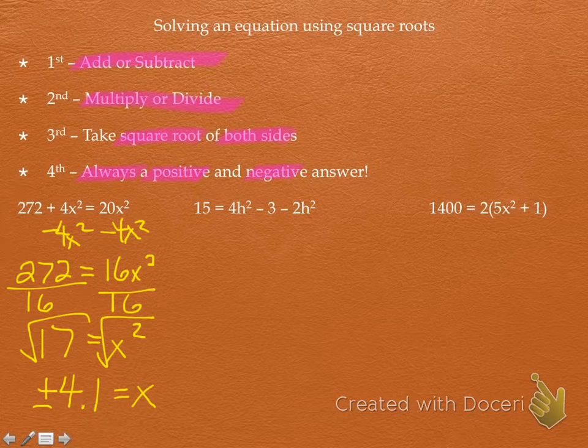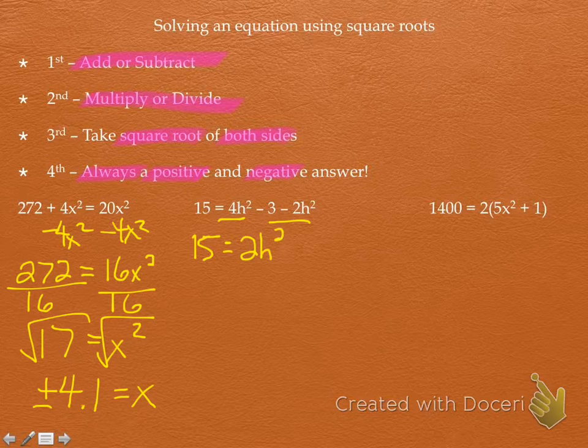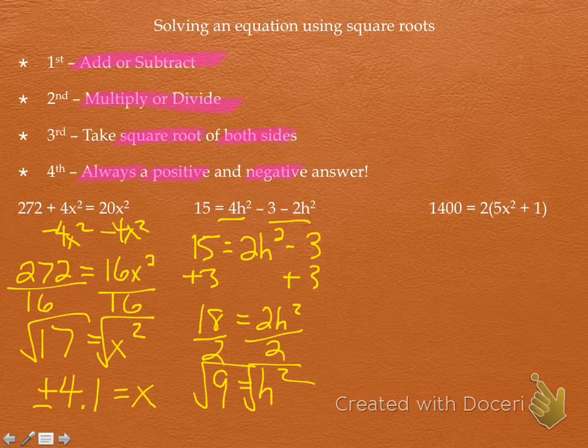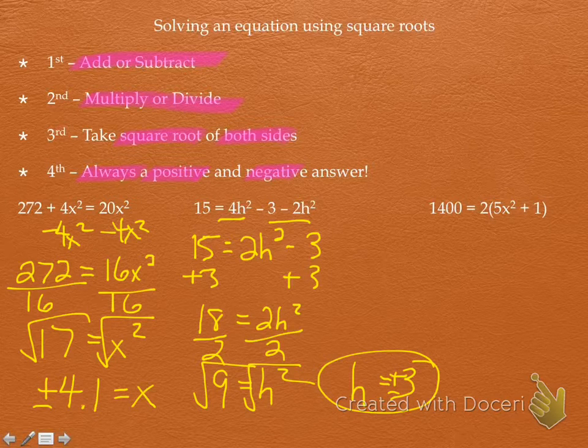For this middle problem, first thing I'm going to do is combine like terms. Remember, these like terms are on the same side, so I don't have to add or subtract them, I just have to combine them together. 4h squared plus negative 2h squared gives me 2h squared minus 3. Then add a 3 to both sides. So you get 18 is equal to 2h squared. Divide both sides by 2. You get 9 is equal to h squared. And then take the square root of both sides. So h is equal to 3. Oops, and let's make that neater. Don't forget to do the plus or minus like I did. There you go.